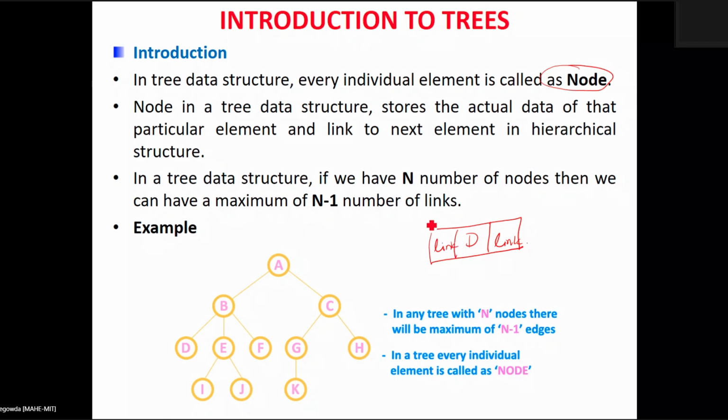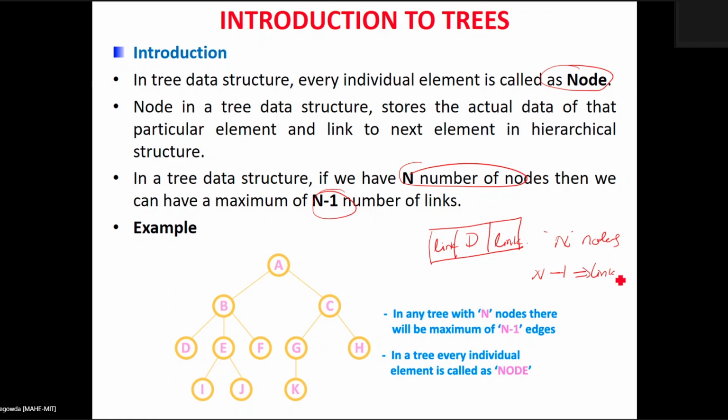In general, for a given tree data structure, if there are n number of nodes, then we can have a maximum of n minus 1 number of links. So if there are n nodes, you can easily calculate the number of links in the tree, and that is equivalent to n minus 1. This is an example, and it is not a binary tree, it is a general tree.